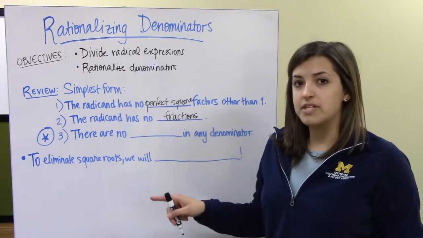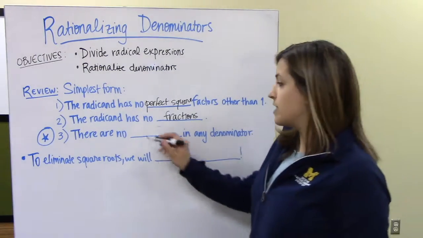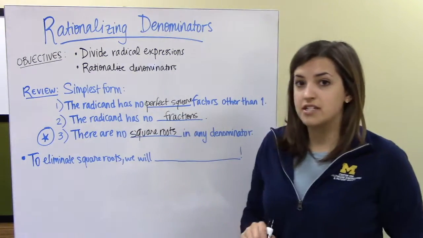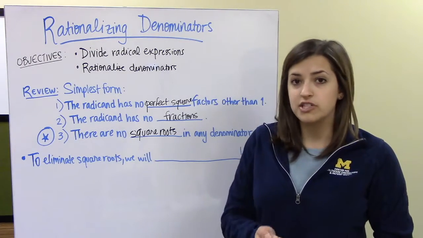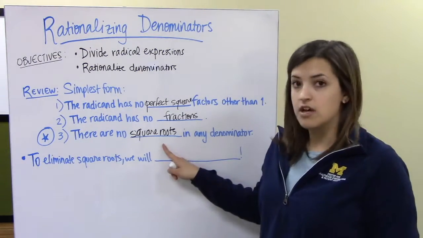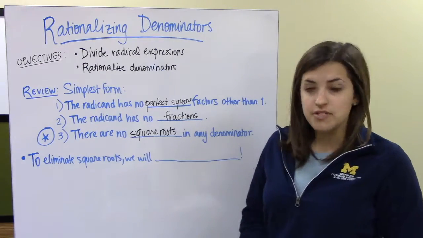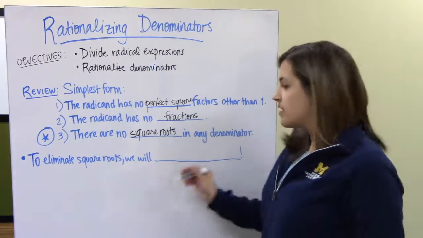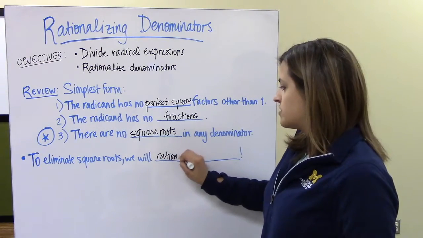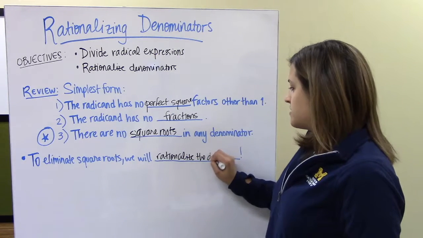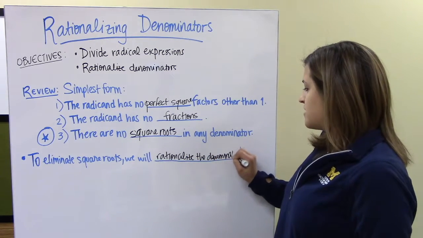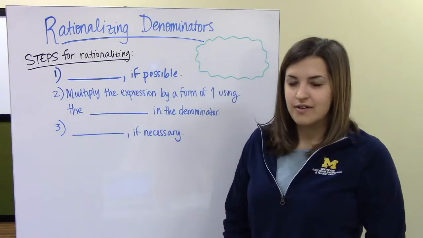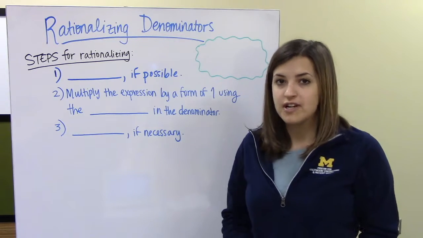And the third requirement was that there were no square roots in any denominator. So that's what we're going to be focusing on today. Oftentimes, when you divide radical expressions, you end up with a square root in the denominator. So the way to get rid of that, and the way to put it in simplest form, is to rationalize the denominator. All right, let's look at how we're actually going to do that, and then we'll do some examples.